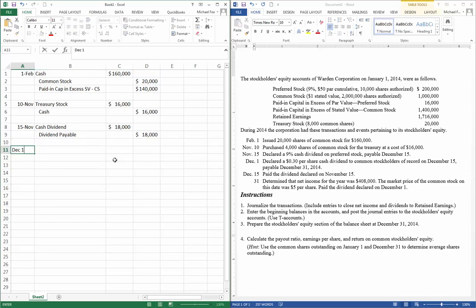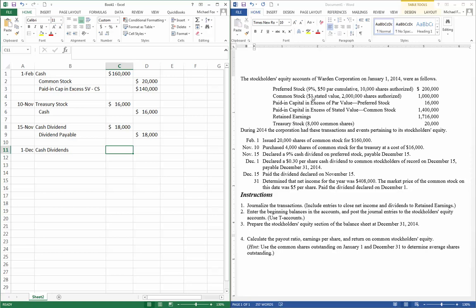On December 1st, they declare a 30-cent per share cash dividend to common stockholders of record December 15th. So again, we're going to say cash dividends. And let's see, how many shares are out there? Common stock, $1 stated value, and there's 1 million shares, or $1 million worth. Okay, so we're going to assume then, well, not assume, we just do the math. 1 million shares divided by $1 per share means 1 million shares have been issued.